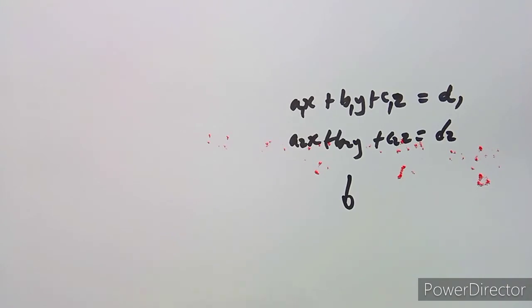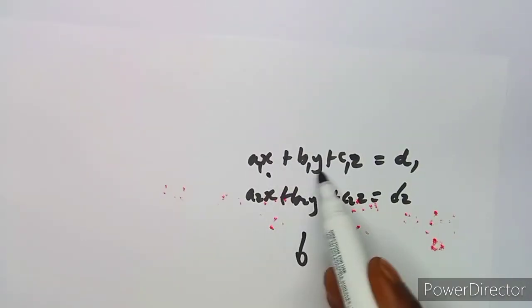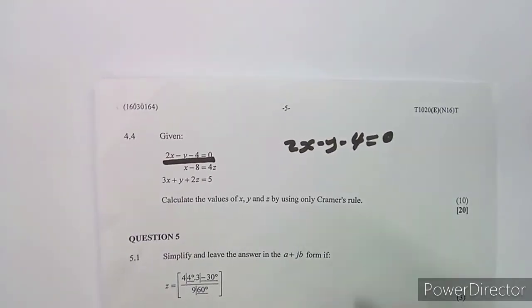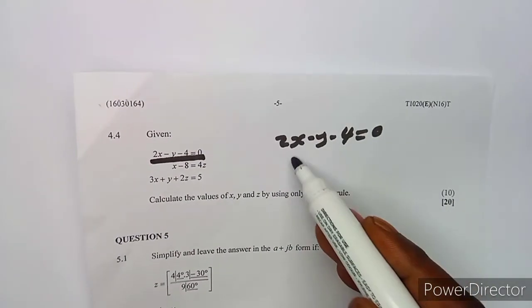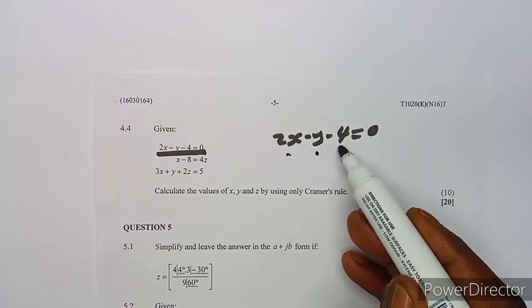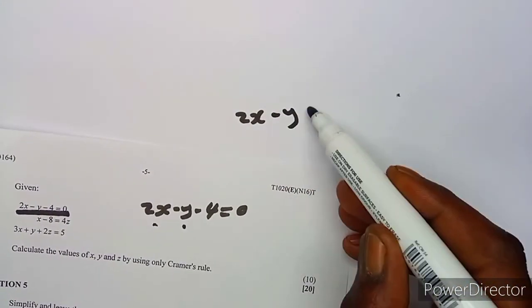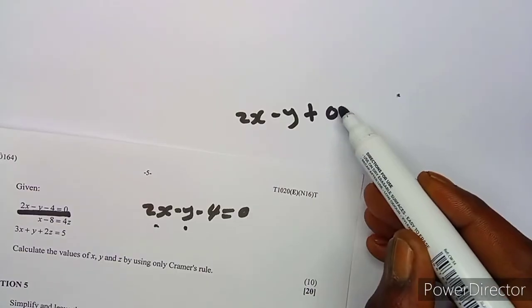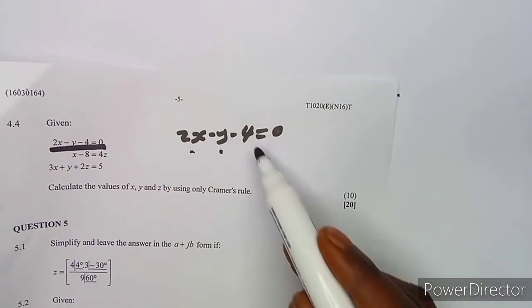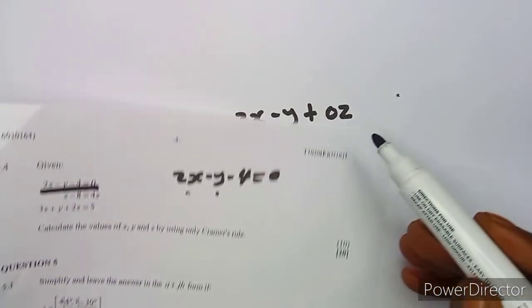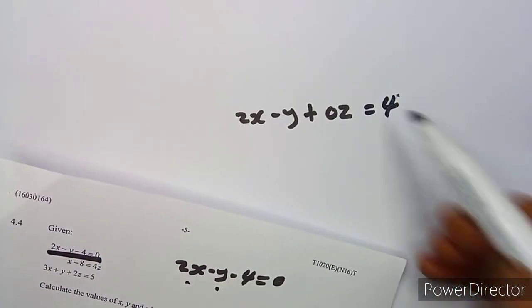Until the last part. So this is what you're supposed to have: x, y, z, then constant. In this case we have x, we have y, but we do not have z. So you're going to write it like: 2x minus y. Since we do not have z, it's going to be 0z, like that. Then we transpose this minus 4 to this side, and it is going to be equal to 4.